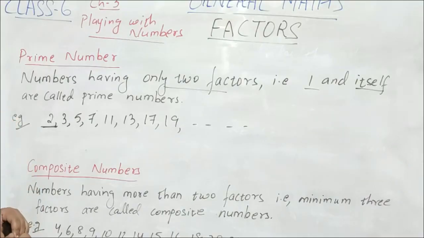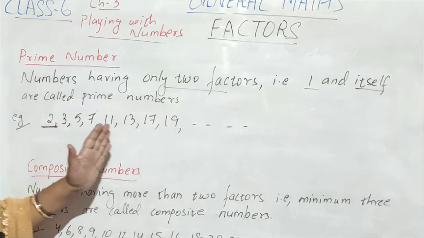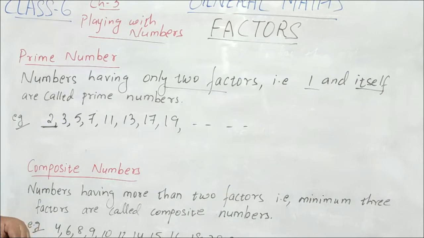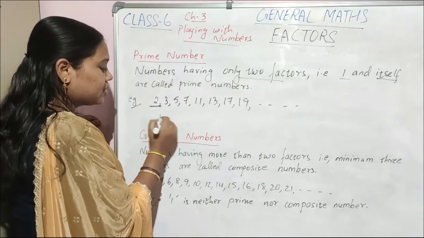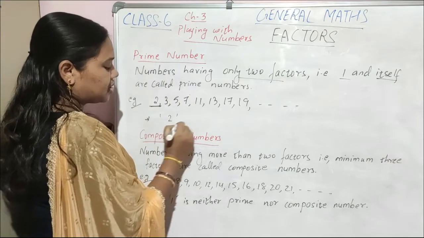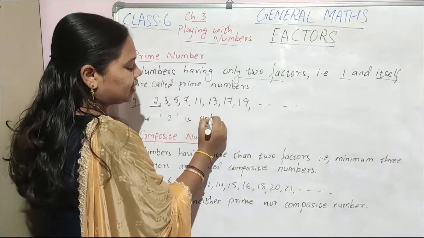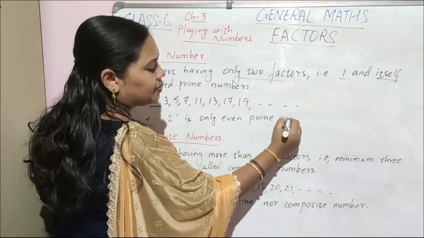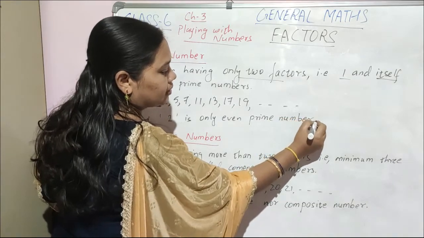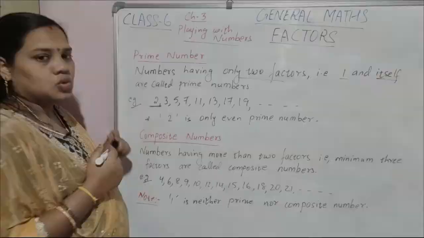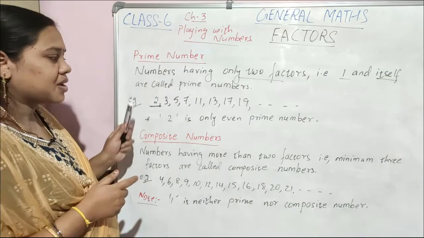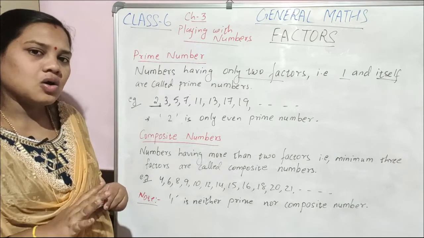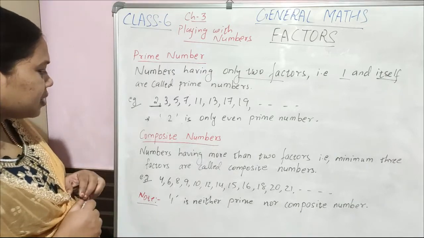And one more thing you can see, children: all the prime numbers are odd except 2. This is also an important point. Star mark: 2 is the only even prime number. All the prime numbers are odd except 2. Among the prime numbers, only 2 is the even prime number. The remaining prime numbers are all odd. A very important thing to remember.